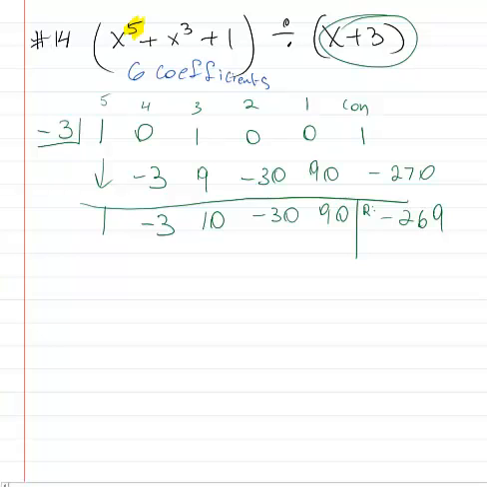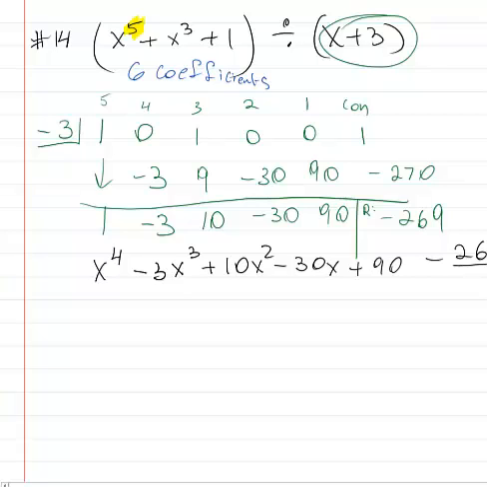Okay, so then let's transform this. It was 5th degree, so now it should become the 4th degree. So it's going to be x to the 4th minus 3x cubed plus 10x squared minus 30x plus 90. And then minus 269 is our remainder. We're going to divide this by our factor, which is x plus 3. Which is choice A. So it's going to be pretty long, but very doable. Just do it step by step.